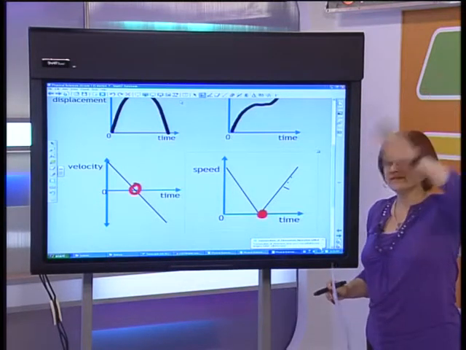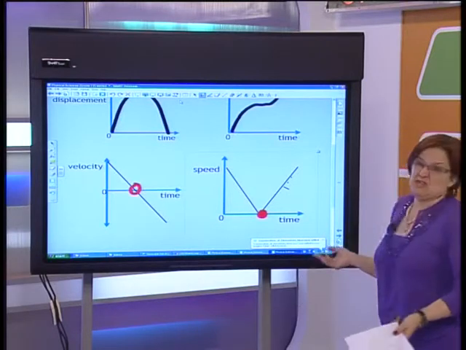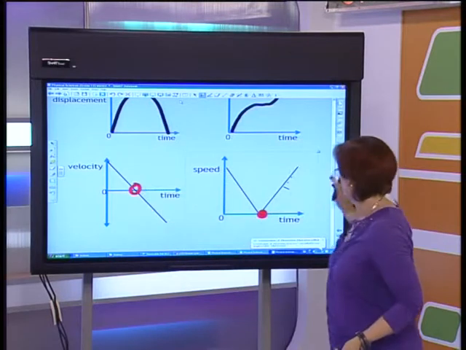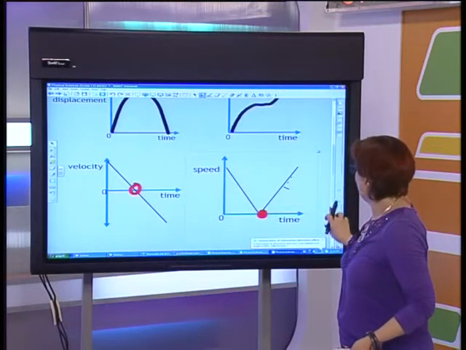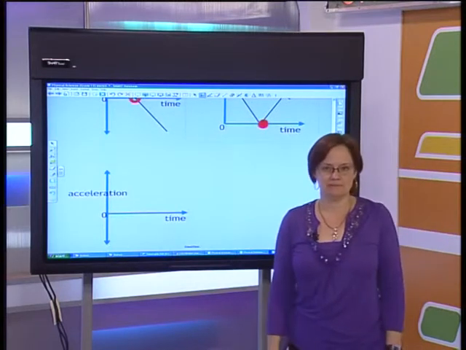It stopped. Speed cannot have a negative direction at all. That's not so bad. What about the acceleration? We've seen what happens when we get to the top of the motion, and this is the one that gets you guys every single time.